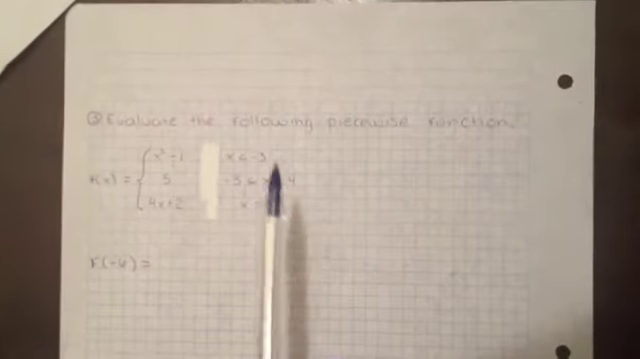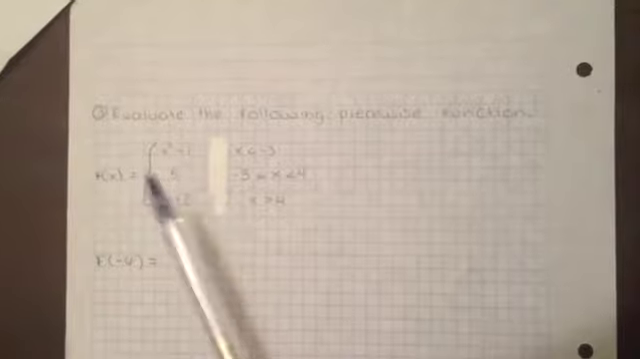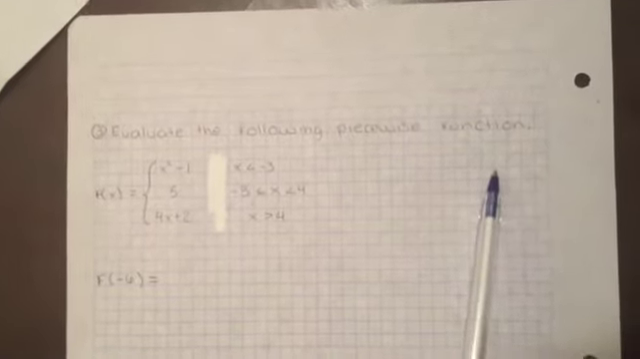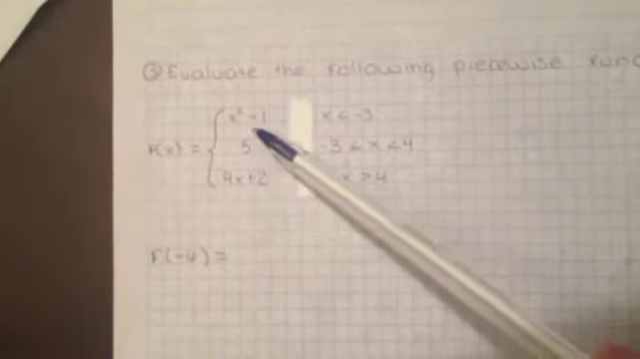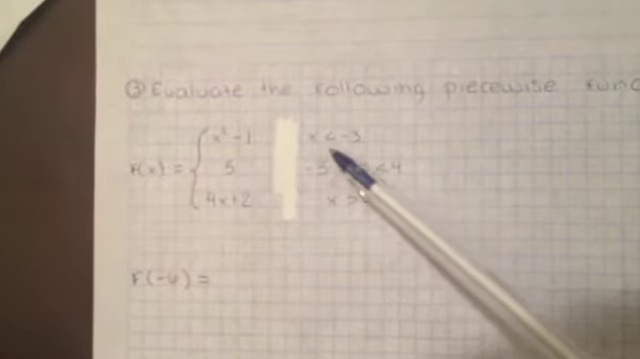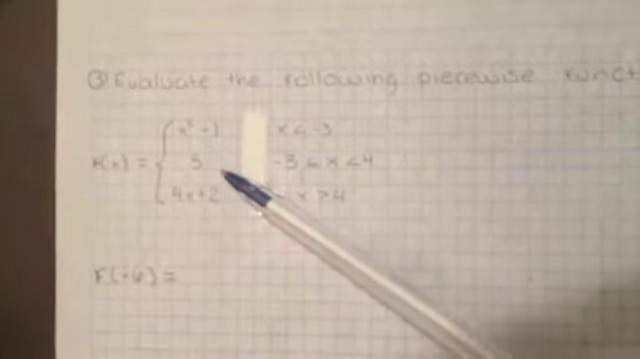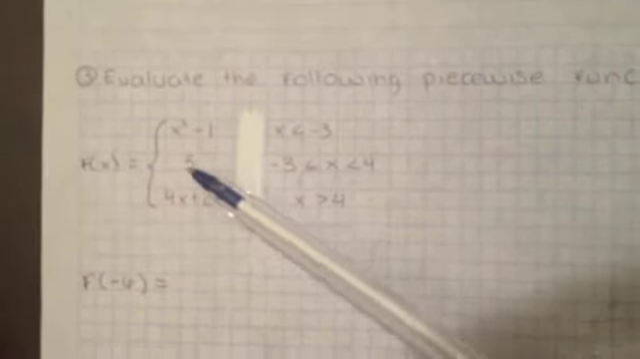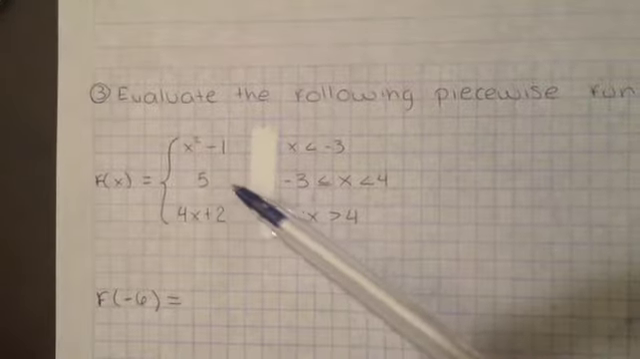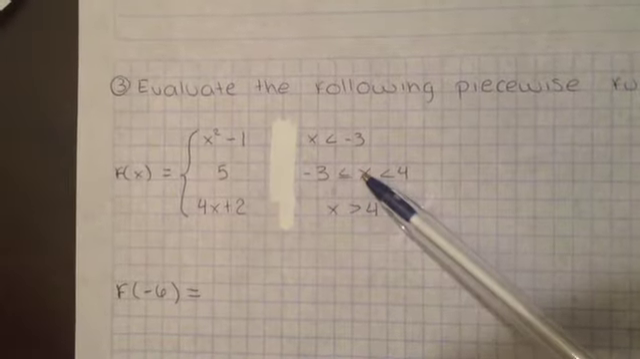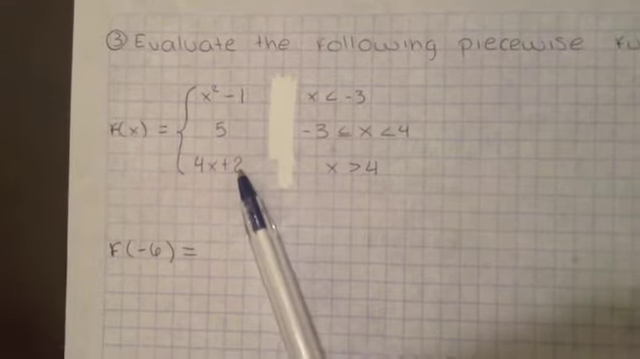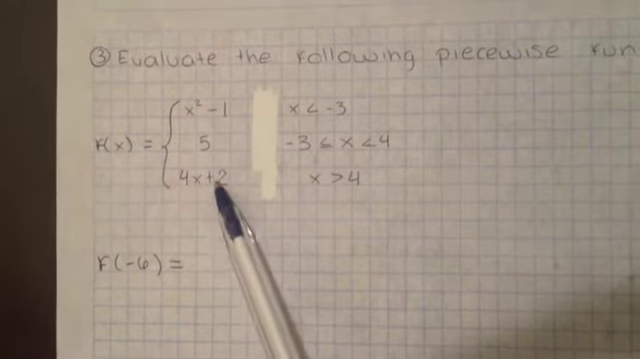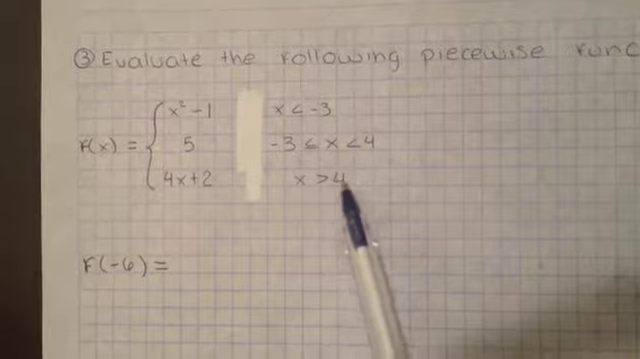In the procedure question number 3 of the quiz, it says to evaluate the following piecewise function. We are given 3 piecewise functions. The first one states x squared minus 1, where x has to be less than negative 3. In the second piecewise function, the value is 5, which has no x, where x is greater than negative 3 and less than 4. And in the last piecewise function, 4x plus 2, x has to be greater than 4.